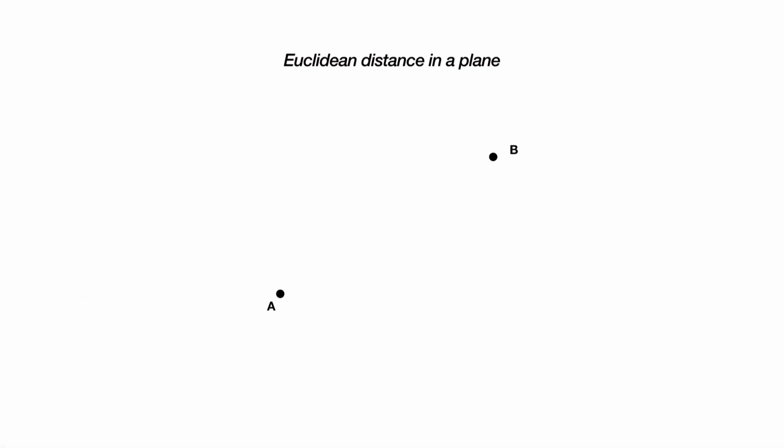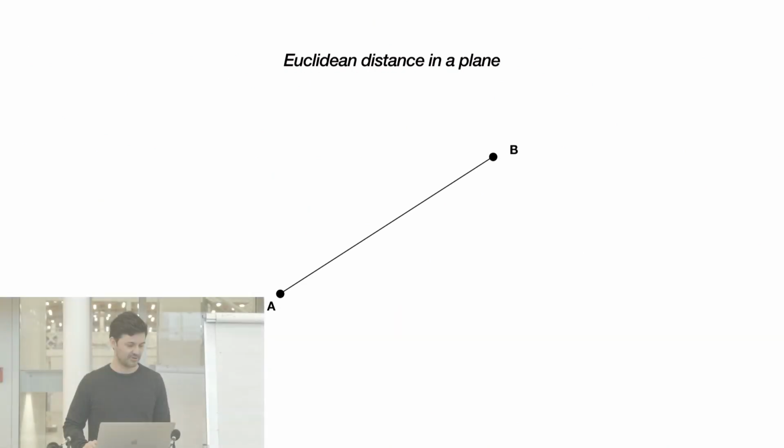What is their distance? Someone wants to try. Okay, I'll go step by step, and then when you see it, you tell me what to do next. So first, we can conclude that there must be a line connecting them. This is the shortest distance, the line.